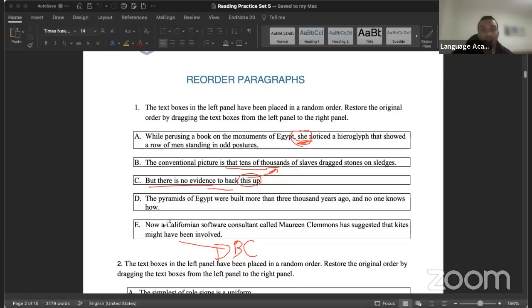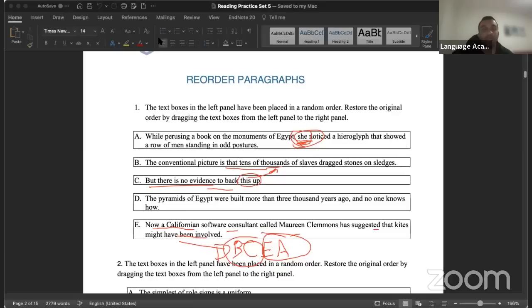All right. Now he will tell you that a Californian software consultant called Maureen Clemens has suggested that kites might have been involved in making these pyramids. And now you will say that while pursuing a book, she noticed a hieroglyph. So in this one, I would say B and C, that's a very easy pair, and E and A is a very easy pair. No matter what happened, you have to put these ones together.